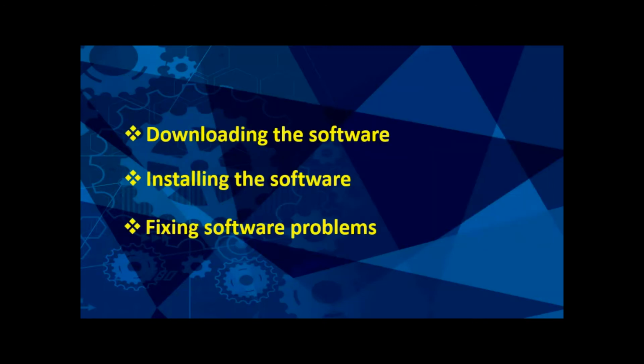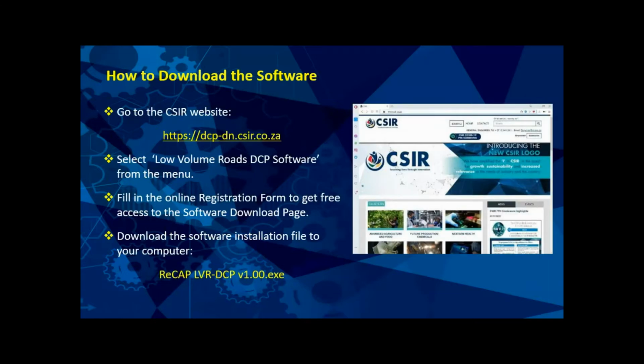Let's now look briefly at how we can download the software, install it, and fix any software problems that users may experience. Downloading the software is fairly easy. The user just goes to the CSRA website where the software is housed. It's then simply a matter of selecting the low-volume roads DCP software from the menu, filling in an online registration form to get free access to the software download page, and then downloading the software installation file to your computer.